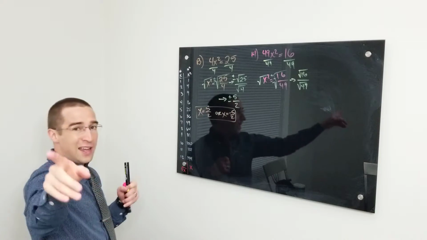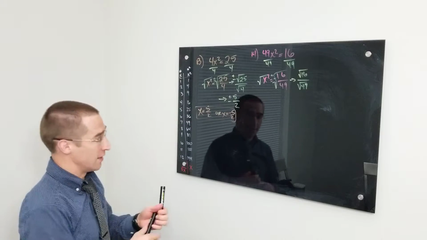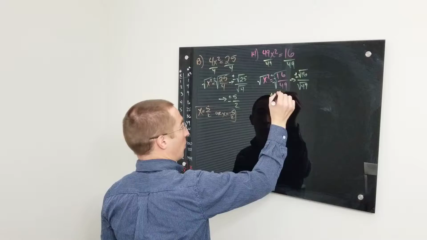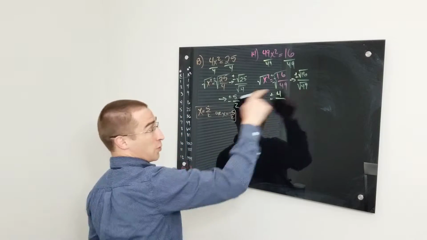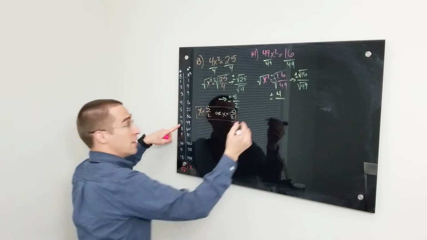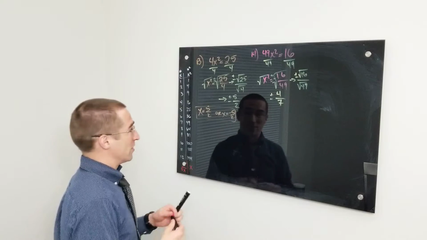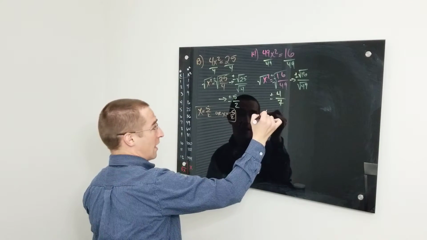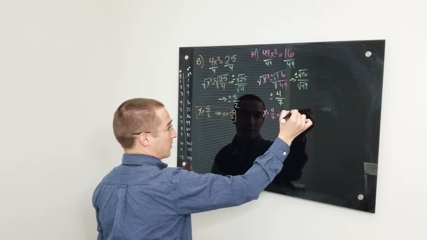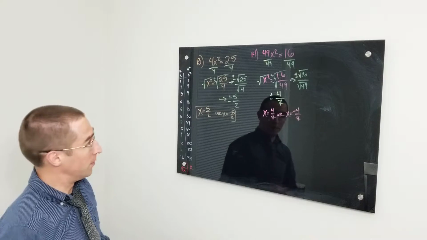So here I look at this. Hey, I know what the square root of 16 is. It's 4, because 4 times 4 is 16. So I get plus or minus 4 over, and then the square root of 49, that's 7, because 7 times 7 is 49. So plus or minus 4 over 7. And we're going to leave it as a fraction. So our final answer is going to be x equals 4 over 7, or x equals negative 4 over 7. Cool.